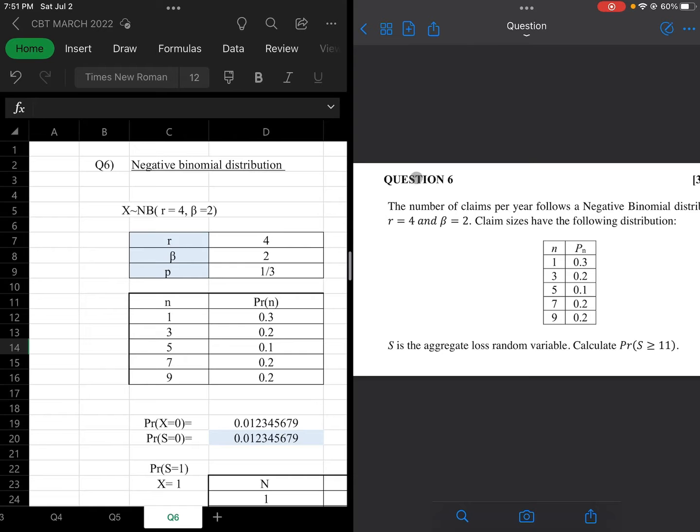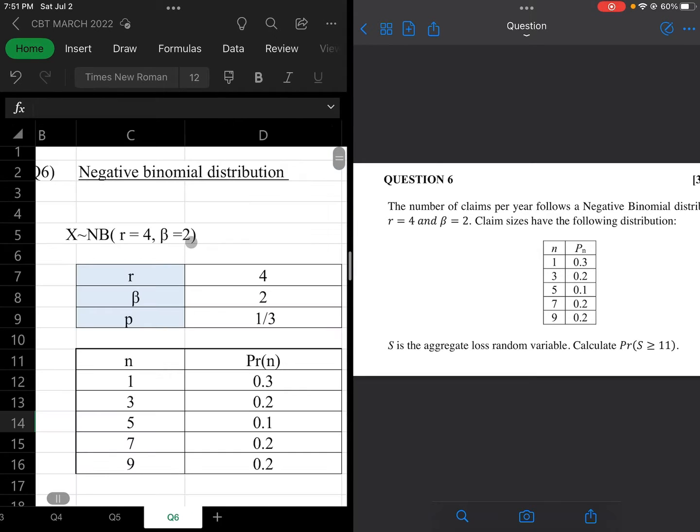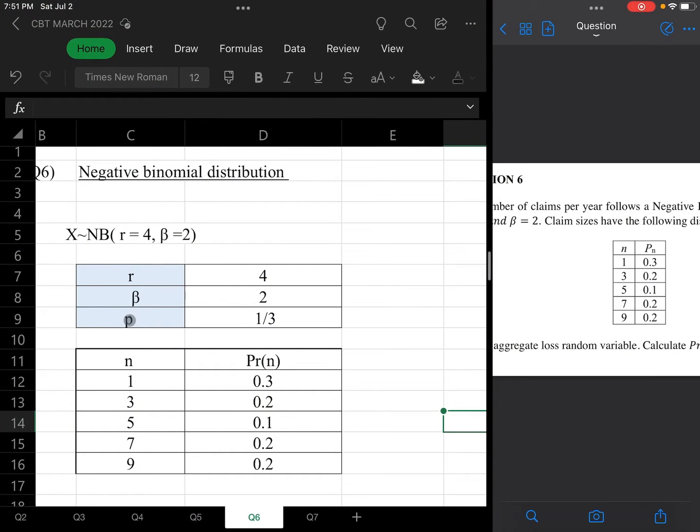The question states that the number of claims follows a negative binomial distribution. So here, let x be the number of claims. x follows a negative binomial distribution with r equals 4 and beta equals 2. We can compute the value for probability by using 1 over 1 plus b, and we can use Excel functions to compute p. So the answer is 1 over 3 for the probability. And N here stands for the claim sizes, which is given in the question.